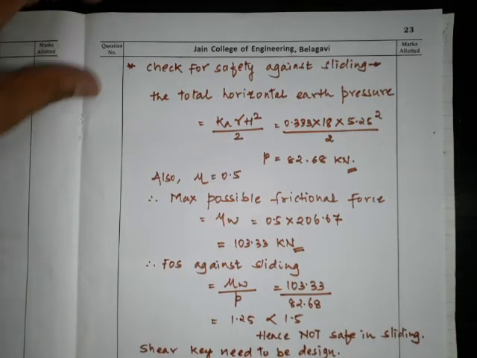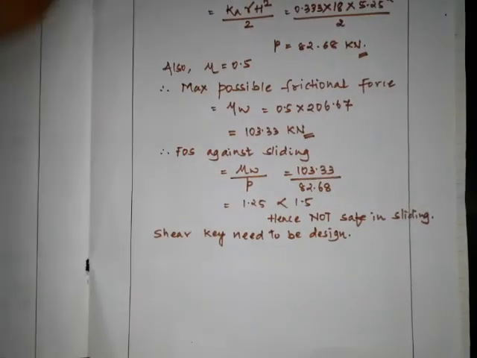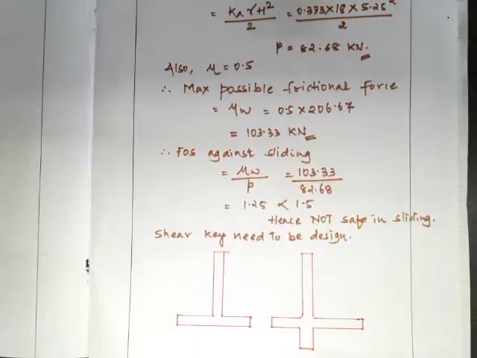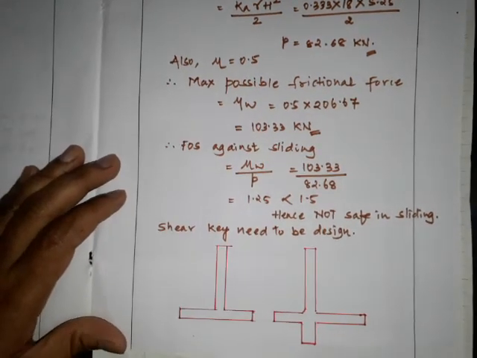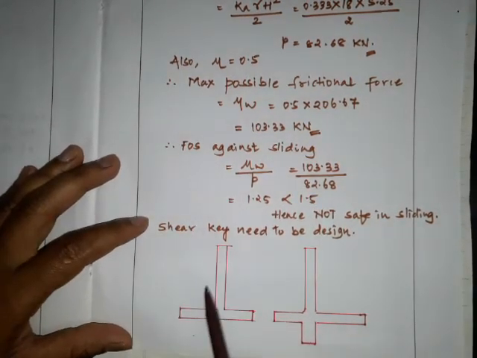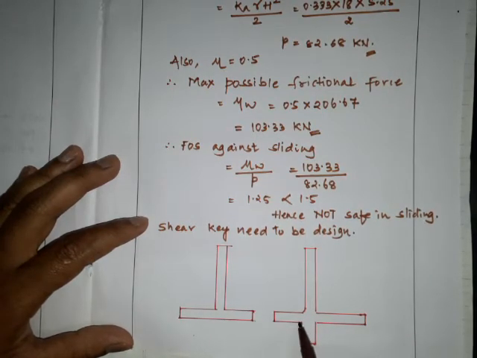Okay. So what will happen generally here? Yes, we can see here we have two types of retaining wall. So this is a retaining wall without shear key, and this is the one more element which is added here. This is called the shear key.